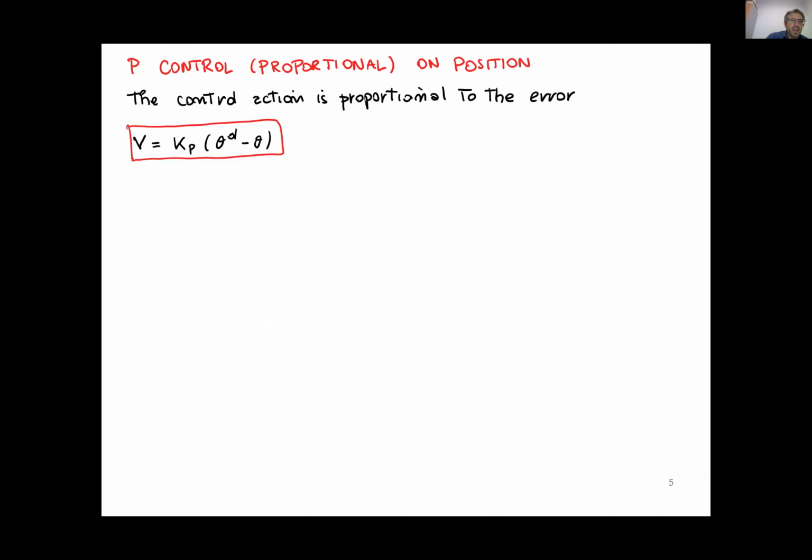We want to first introduce a proportional control, a P controller, which is the same controller we saw in the previous example, and is a control action because our controller's output is doing a voltage control, so its output is a voltage, and the control action is proportional to the tracking error.